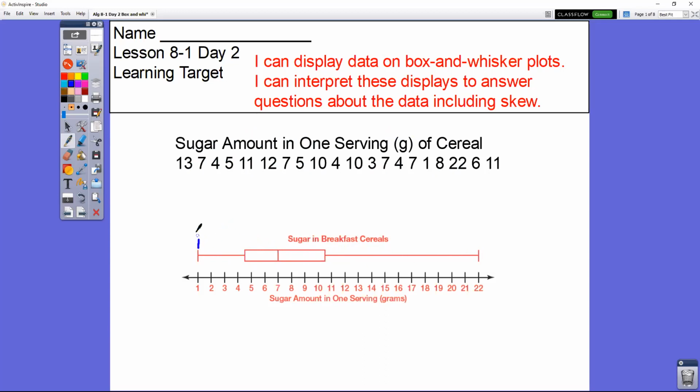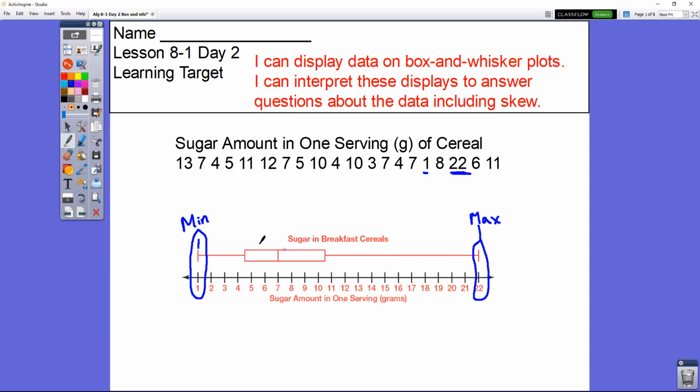Well, your lowest number is right here, all right? This is your minimum number, it's your lowest number. So our lowest number is 1. Our highest number is at the other end of our whisker, all right? That's how far the box and whisker goes. This is your max, your maximum number. So your lowest number is here, your biggest number is here. And if we take a look at our data, we can see that 1 is the lowest number and 22 is our highest number. So that's where we're getting those from.